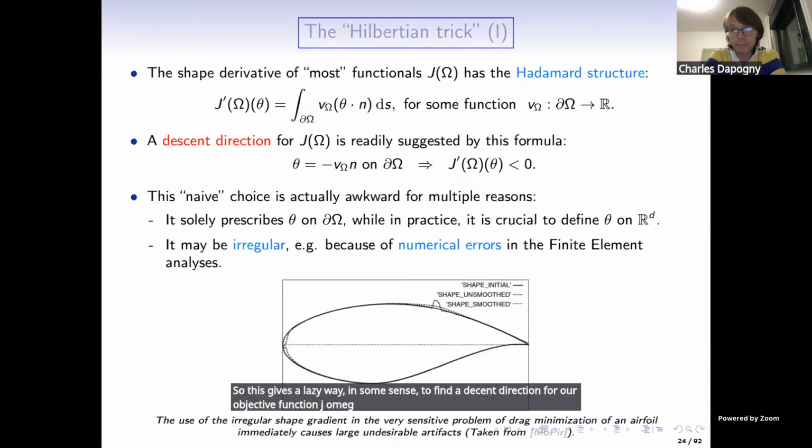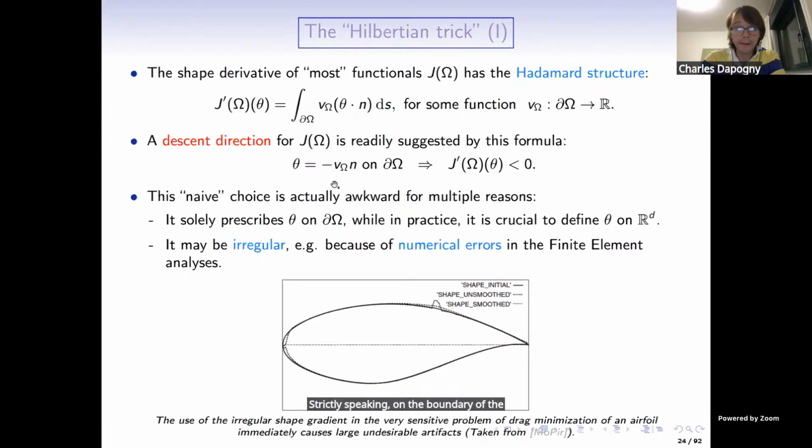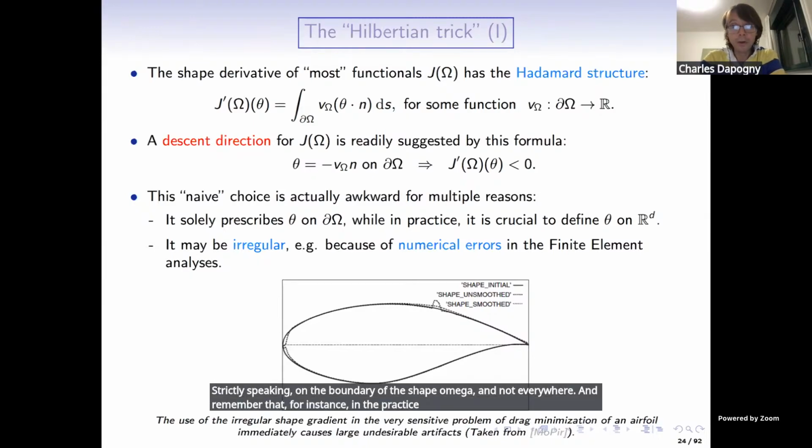But this choice may be awkward for a series of reasons. At first, one reason is that it only makes sense, strictly speaking, on the boundary of the shape omega and not everywhere. And remember that, for instance, in the practice of the level set methods, we need the velocity field to be defined everywhere on the computational domain, or at least in a band around the shape to be moved. Also, this formula may yield a very irregular descent direction, a very irregular vector field that causes numerical instabilities in the optimization process.